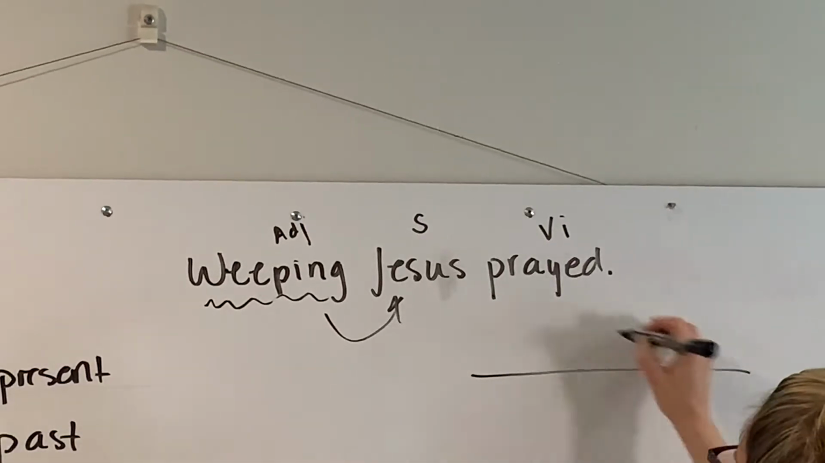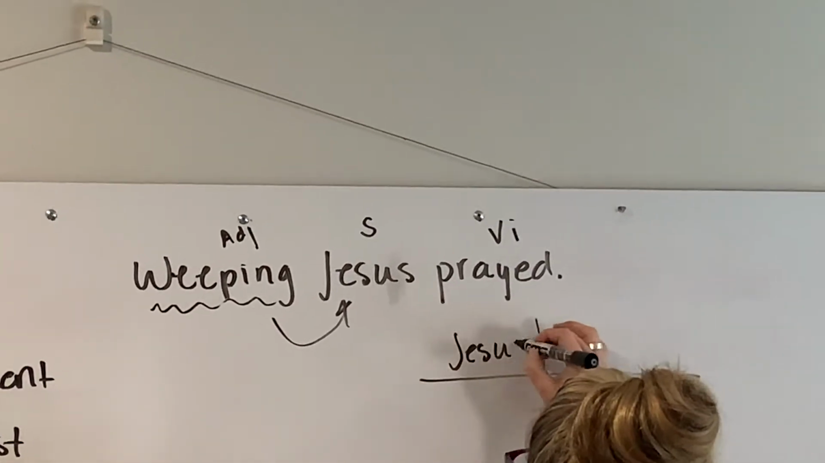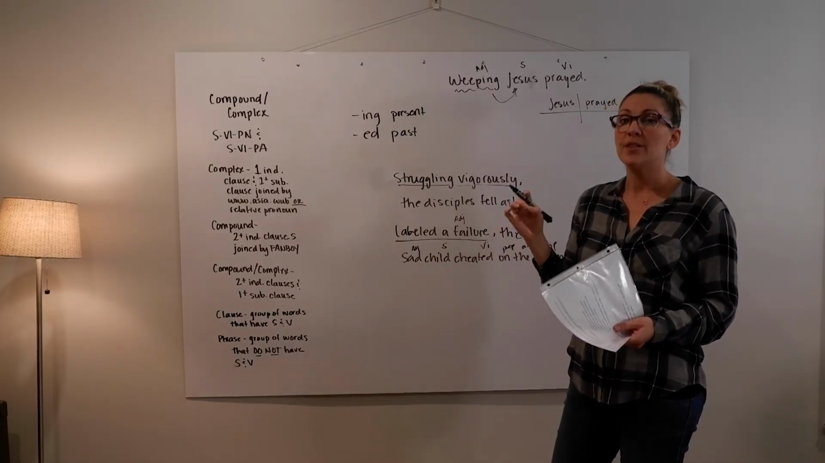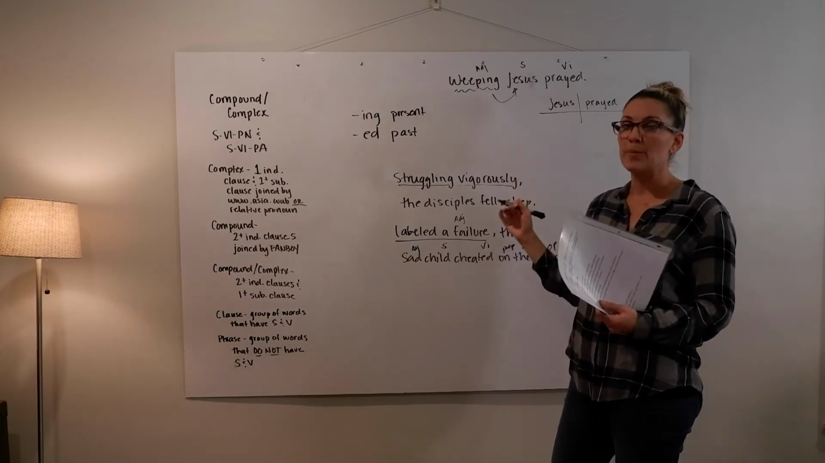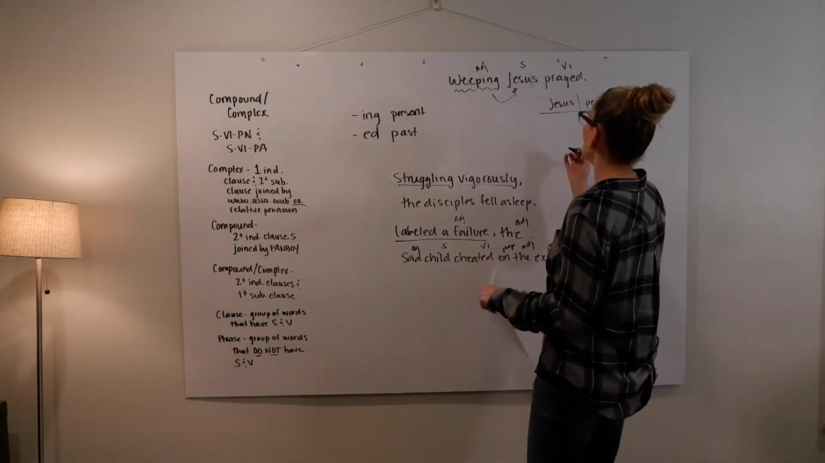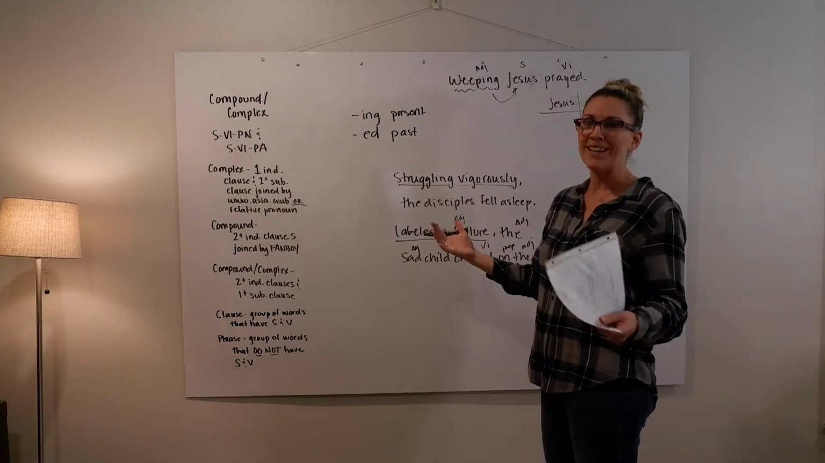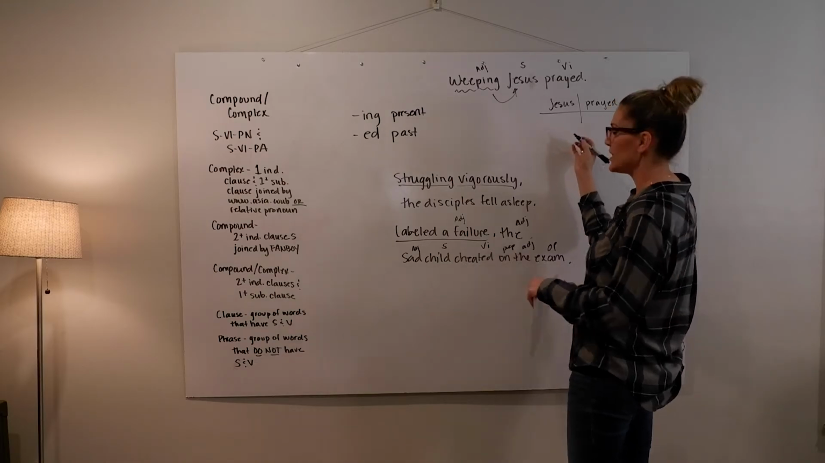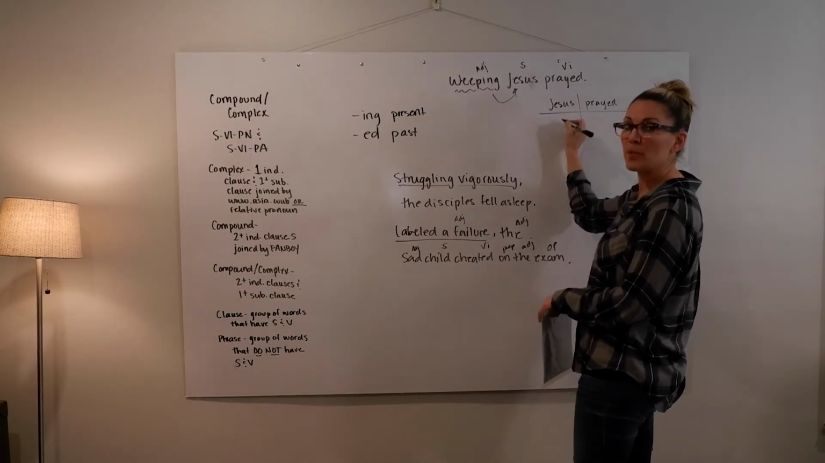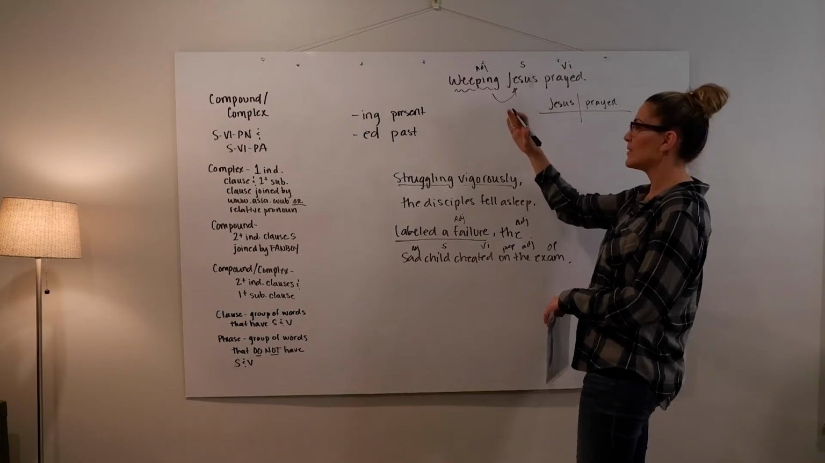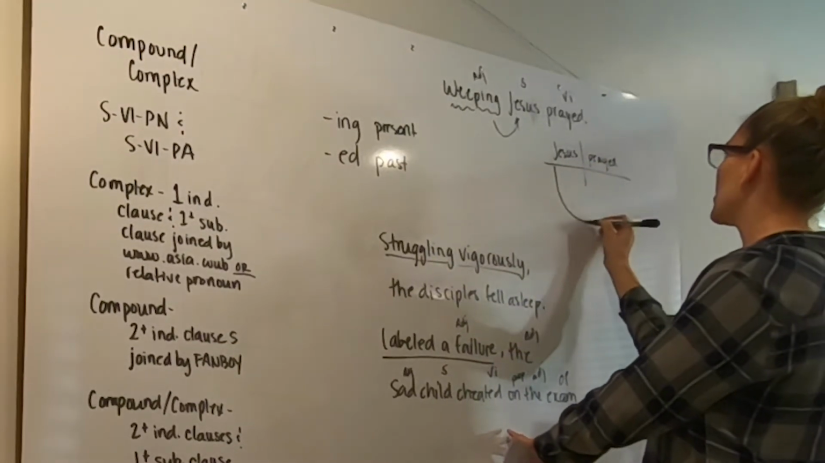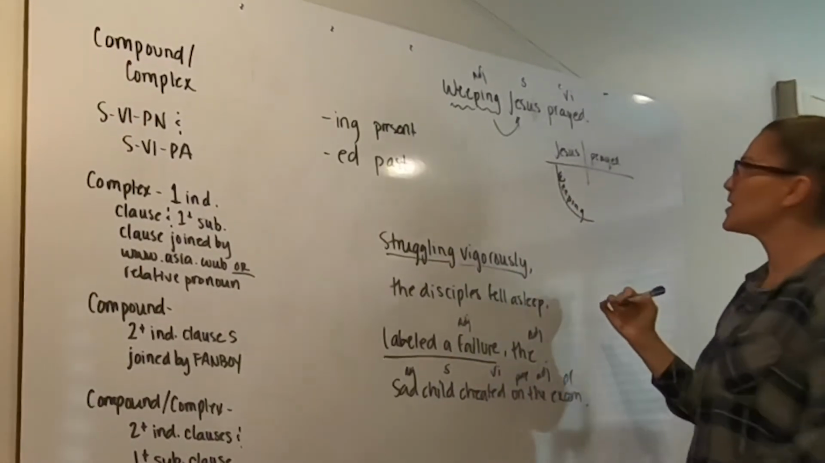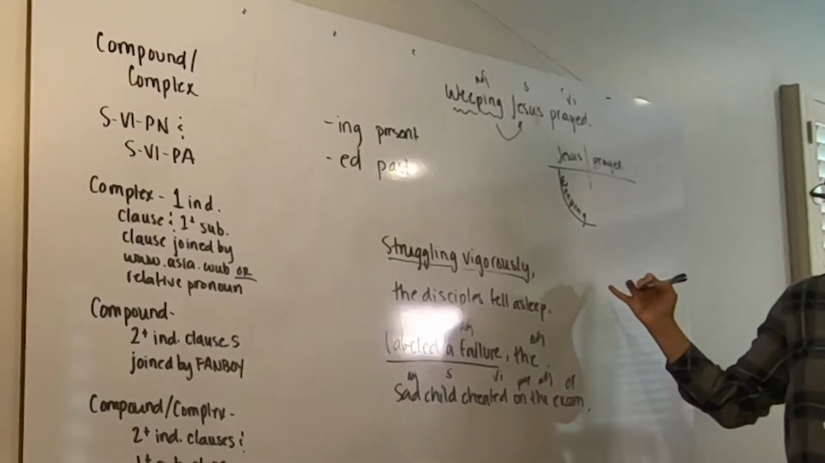So if we were going to diagram this, we would put our subject here and our verb here. And then remember, modifiers always go under the thing that they're modifying. So you would put it in the same place that you would a regular adjective. So if we said, sad Jesus prayed, or glorious Jesus prayed, whatever kind of adjective we're using, we're always going to put it under Jesus. But instead of a straight line, normally we put adjectives on a straight diagonal line like this. We're going to put it on a curved line like that. So I would put my participle on a curved line under the thing that it's modifying.